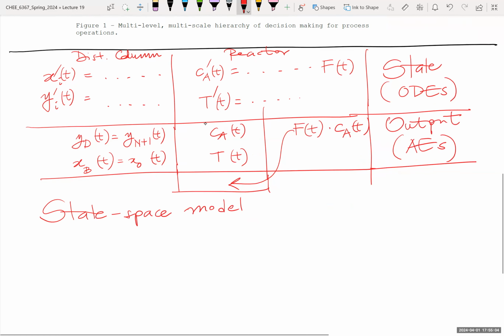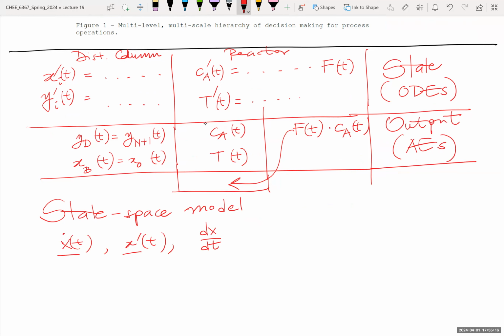In general, a state space model is of the form x dot of t, or x prime of t, or dx over dt, and those are vectors, is a function of the state of the system and the inputs to the system. Those inputs can be manipulated, can be disturbances, can be a combination of the two, everything that is an input to your system. So this is the input, this is the state.